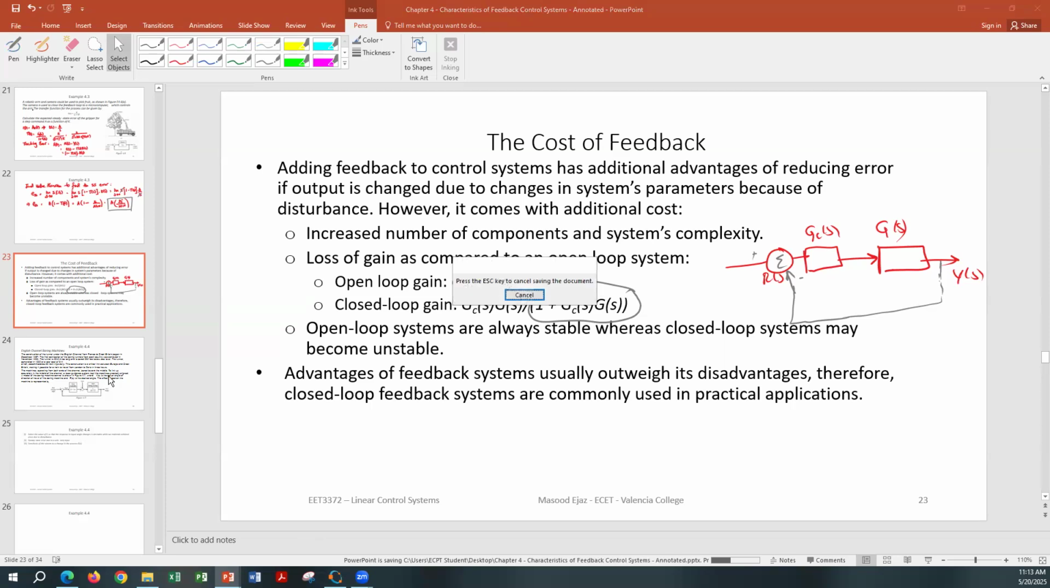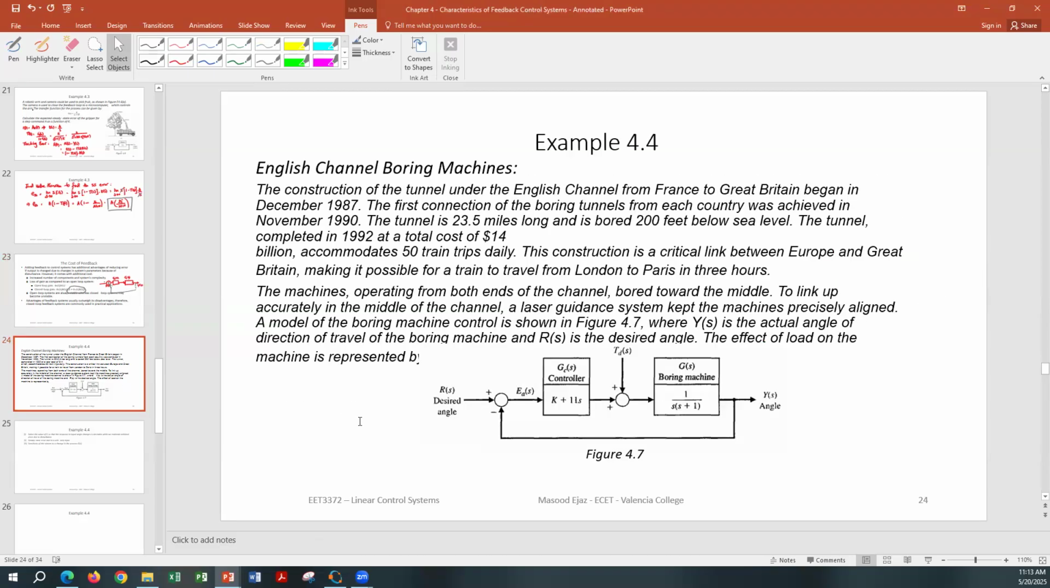All right, the last example in this chapter, I partially solved it. One part I solved because it required MATLAB and all those things that I put in there. But then we're going to solve a few parts of this problem. So this problem is from the book, one of the examples in the book: English Channel boring machine.